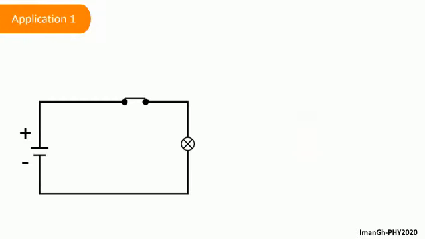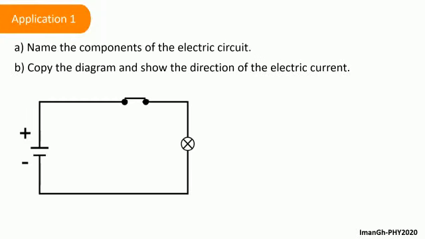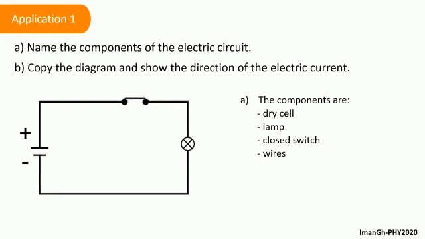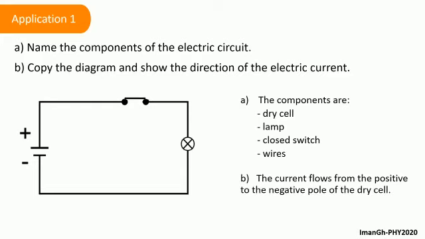Application 1. Name the components of the electric circuit and then copy the diagram and show the direction of the electric current. Don't forget to pause the video, then check your answers. The components are dry cell, lamp, closed switch, and wires. The electric current flows from the positive to the negative pole of the dry cell. Use arrows to show the direction of the current.